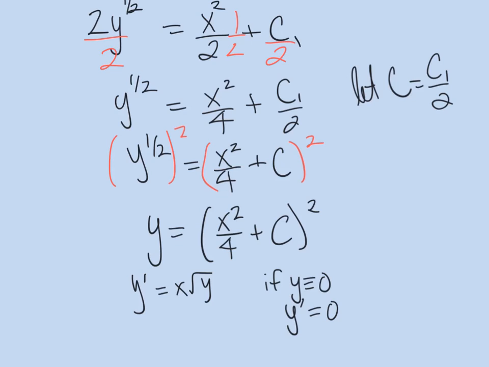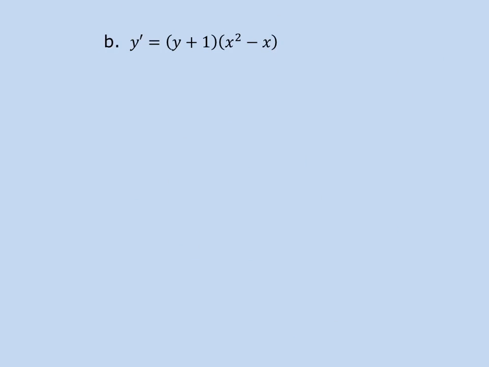So we have a singular solution because there's no value of c that we can put in here that'll give us y is equal to 0. So we have our singular solution, y is equal to 0, and then we have this family of functions that are also a solution. This is the example where we did the big F on it, factoring.